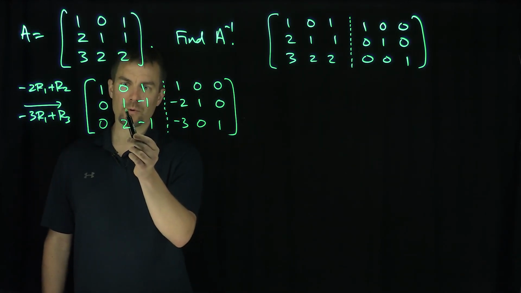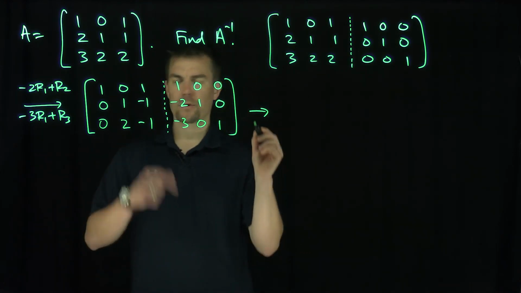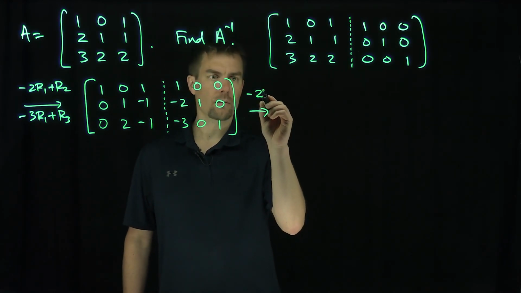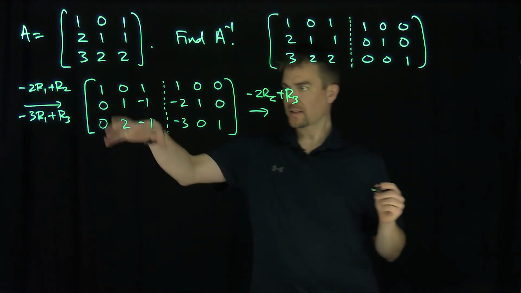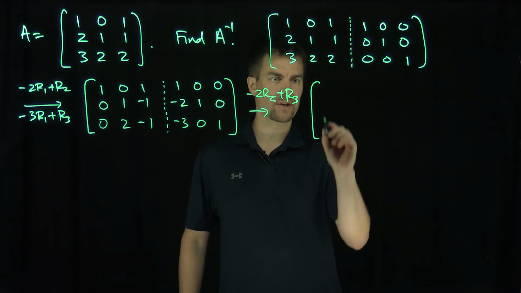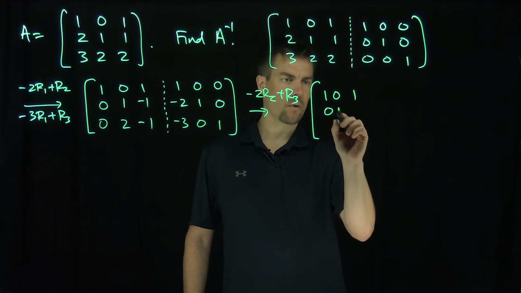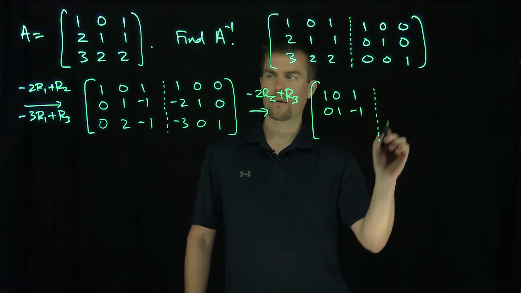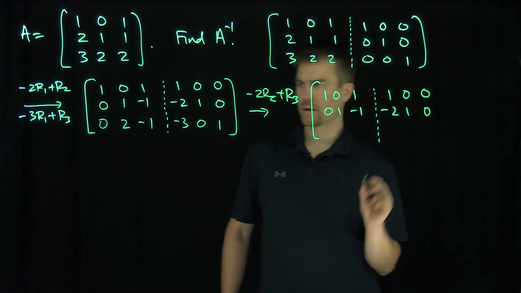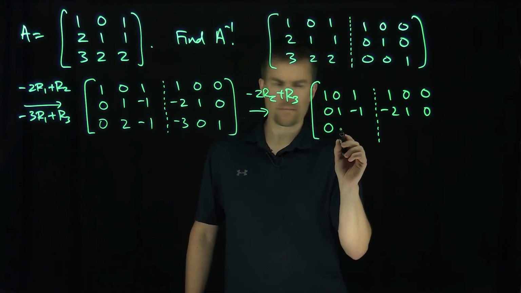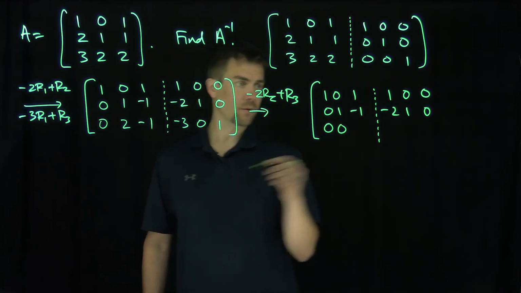Now, what we'll do is negative 2 row 2 plus row 3. That's going to zero out that 2 down over there. So the first row stays the same, 1, 0, 1, and then 0, 1, negative 1, and then 1, 0, 0, negative 2, 1, 0. And then we'll get a 0 over here, a 0 over here. The negative 2 turns into a positive 2, and positive 2 and negative 1 is a positive 1.